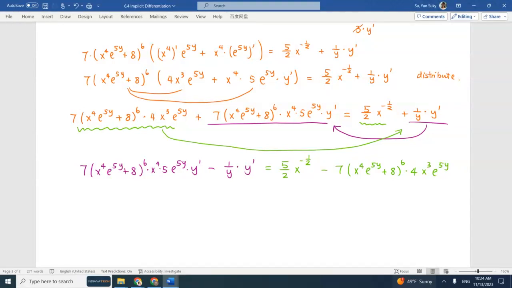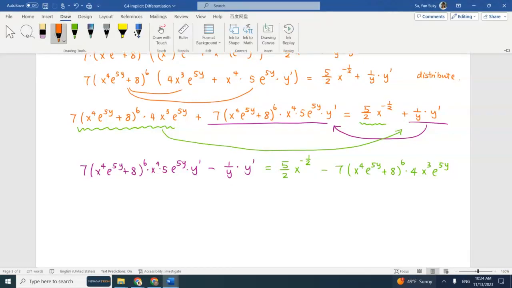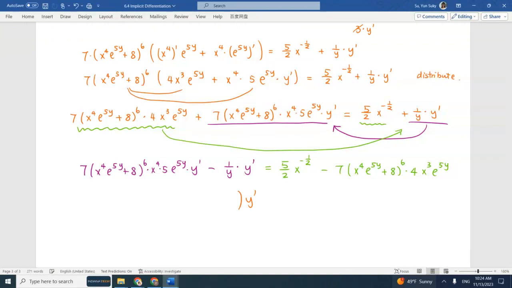Oh, by the way, if you can combine the 7 and 4 together, that's 28, right? You can also combine the 5 and 7 together. That is 35. Sorry, 35. Do you see the left-hand side? I can factor out the y prime, and that equals this right-hand side.